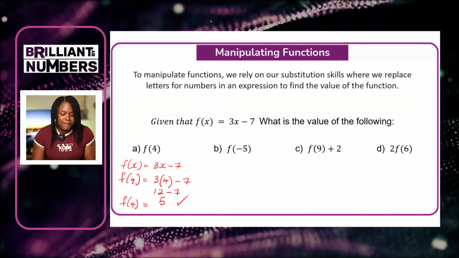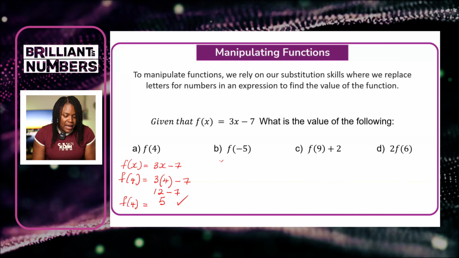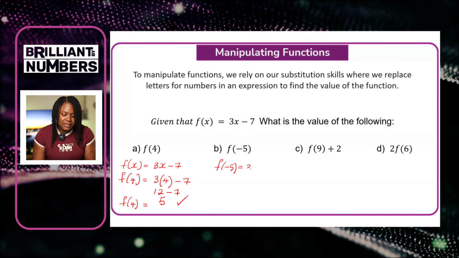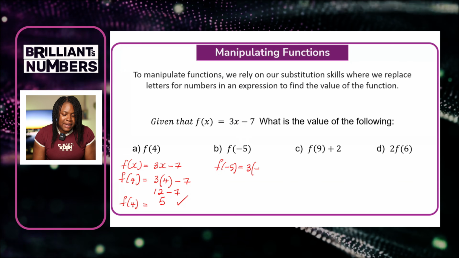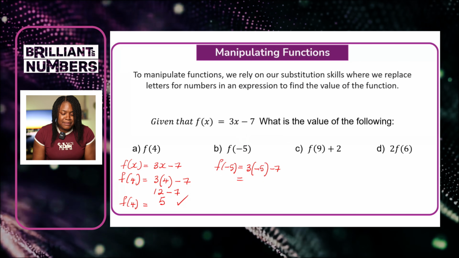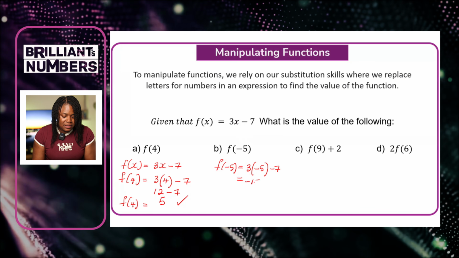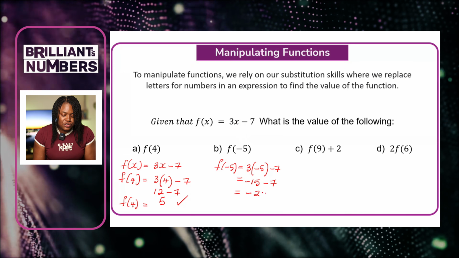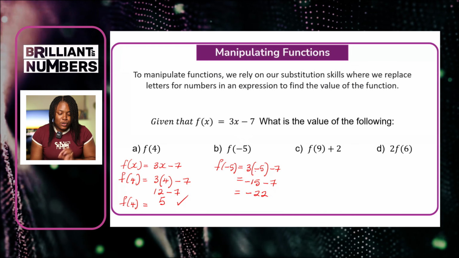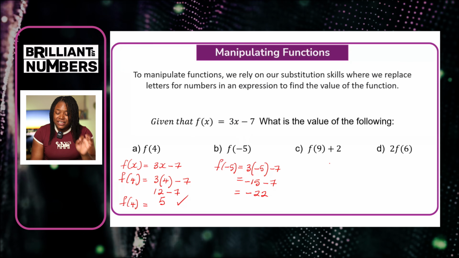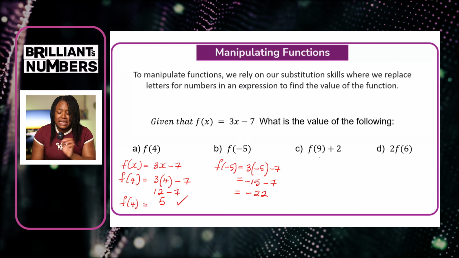So, substituting. For the next one, we are asked to find f of minus 5. So f of minus 5 is equal to, I'm going to replace the x again in the function, 3 bracket minus 5 minus 7. Then we work it through. 3 times minus 5 gives me minus 15. And minus 15 minus 7 is equal to minus 22. That's our final answer. We go on to the next question. Part C asks us to find f of 9, but we need to add 2 to that result as well. So f of 9 add 2.